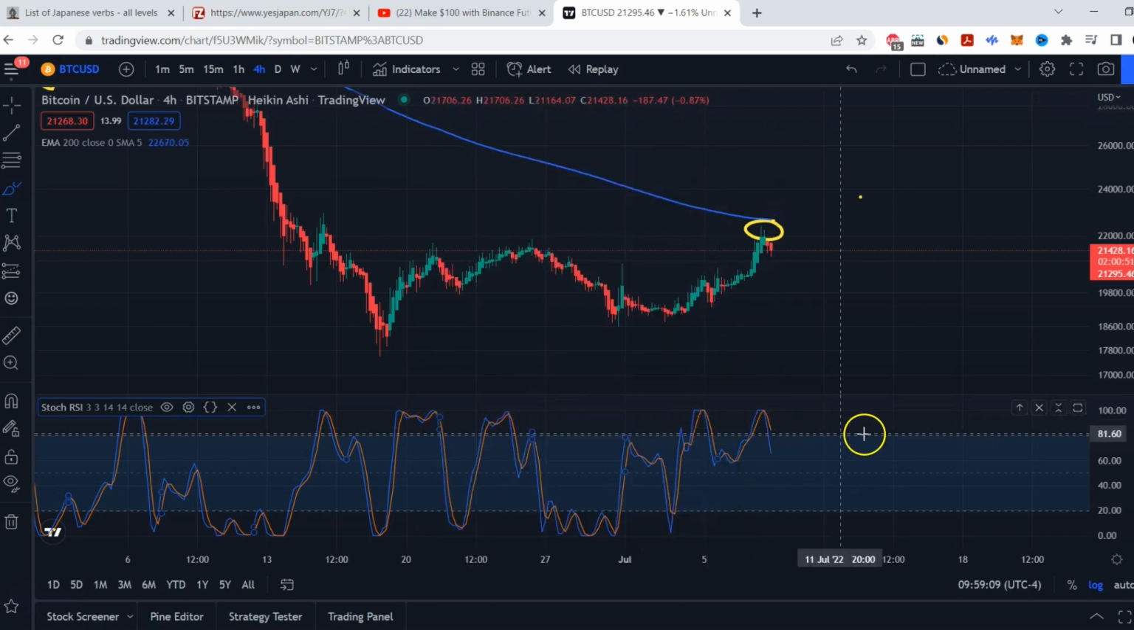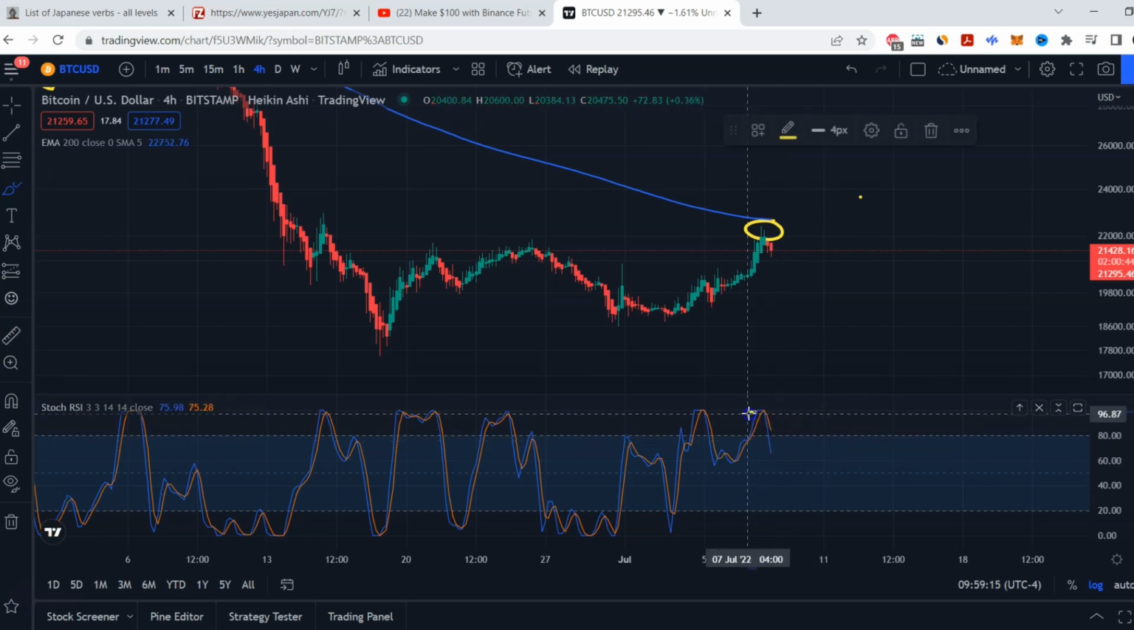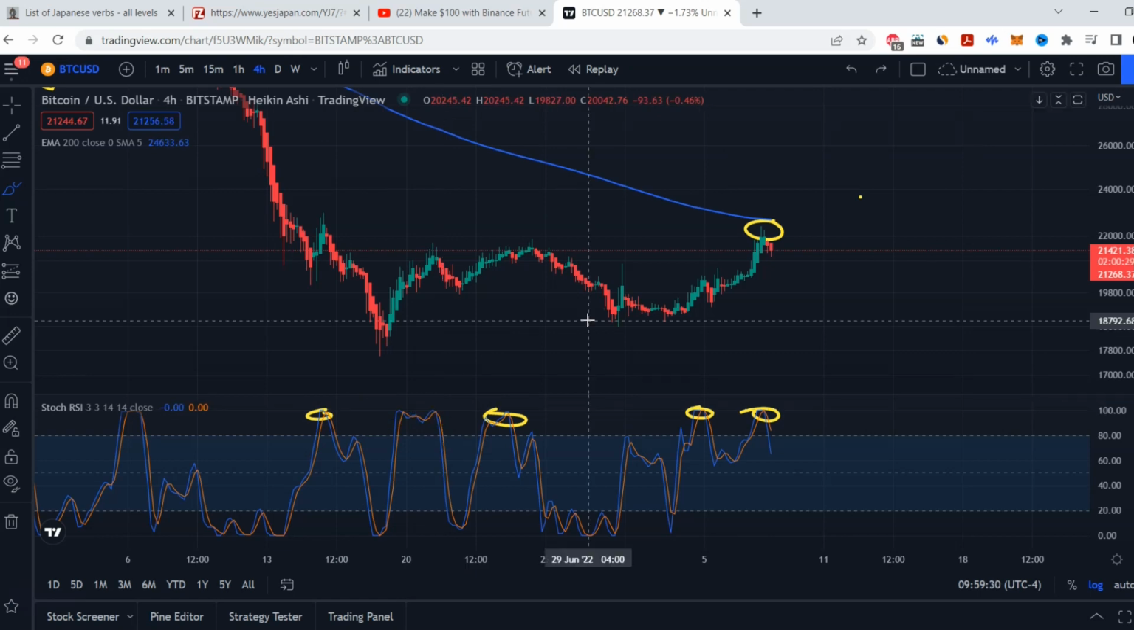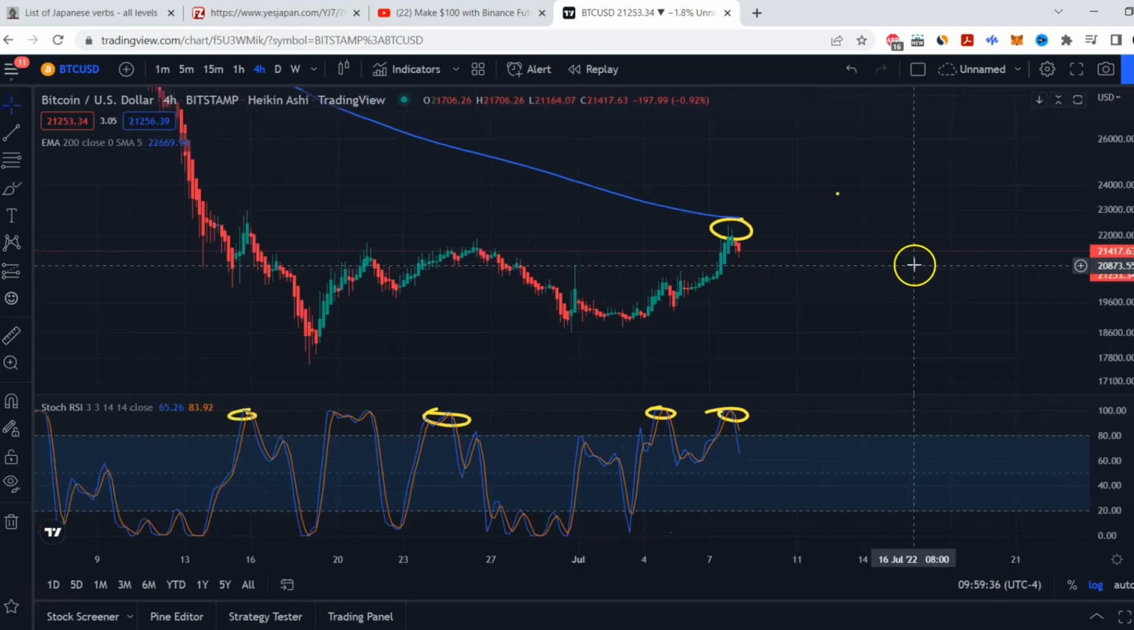Anything above the 80 line is considered overbought. So the market tends to go down because it's in an overbought area. This is another tool to make your trade more confident. So when to enter?